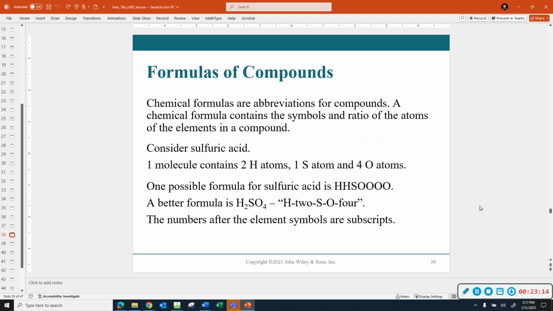Now, formulas of compounds tell you how many of each type of atom are in the compound. The example here is sulfuric acid. Sulfuric acid is H2SO4. That means it has 2 hydrogens, 1 sulfur, and 4 oxygen atoms. So you might think you could just write H, H, S and then 4 oxygens. But we actually pair those up, and we have hydrogen here that is bonded to a sulfate ion.